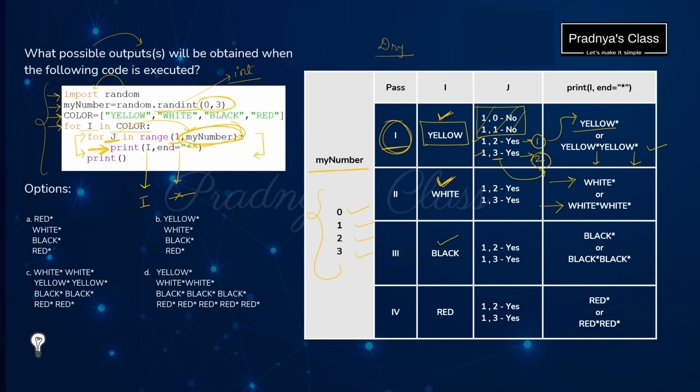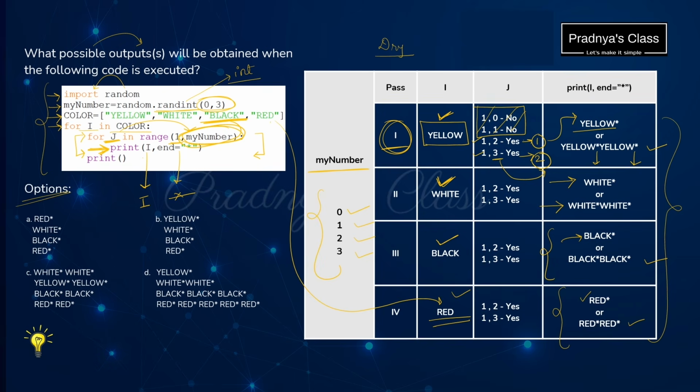In the third pass the value of i will be black because the third element is black. In the same way, black will get printed once or twice. And at last in the list we have the element red, and we can understand easily that red is getting printed once or twice. So here are the possible combinations we may get. Yellow will get printed once or twice. In the same way, other colors are also getting printed once or twice.